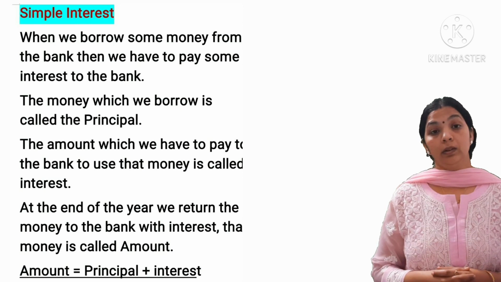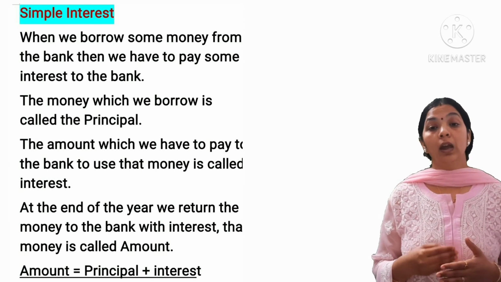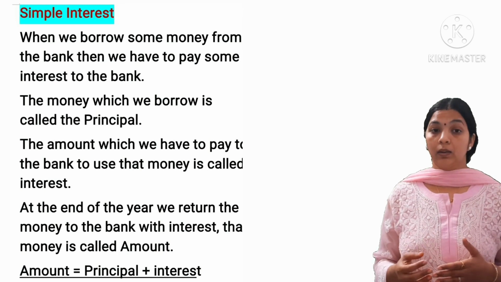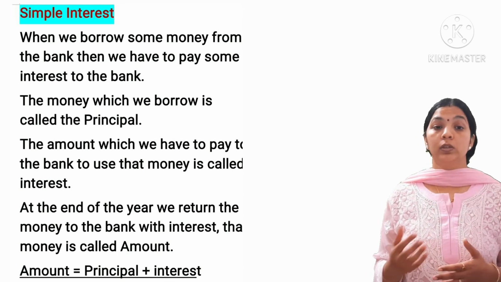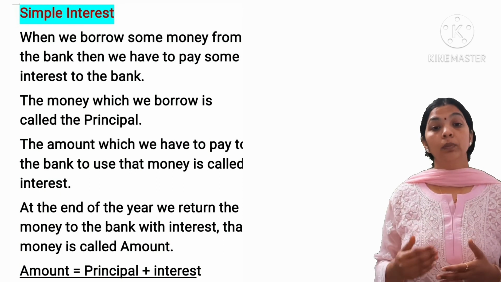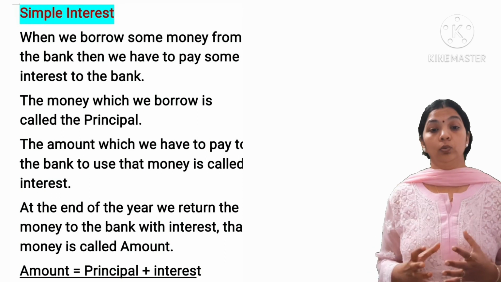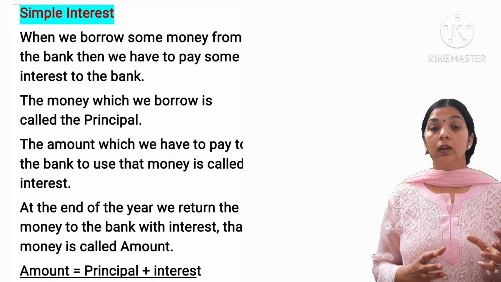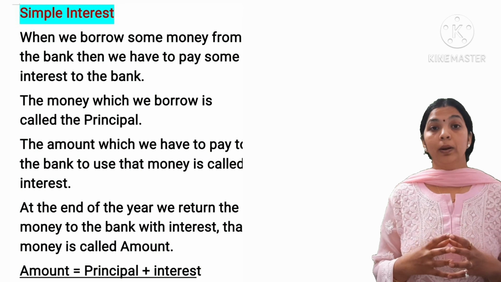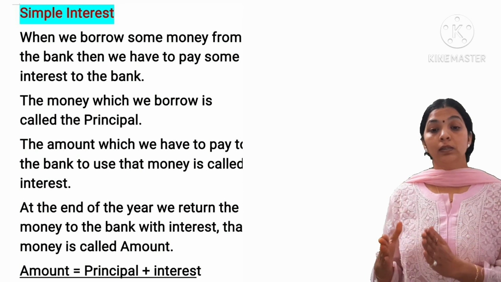Now simple interest. When we borrow some money from a bank, then we have to pay some interest to the bank. The money which we borrow is called the principal. The amount which we have to pay to the bank to use the money is called interest, and the total amount, that is the principal and the interest, combined is known as amount. So amount is equal to principal plus interest.